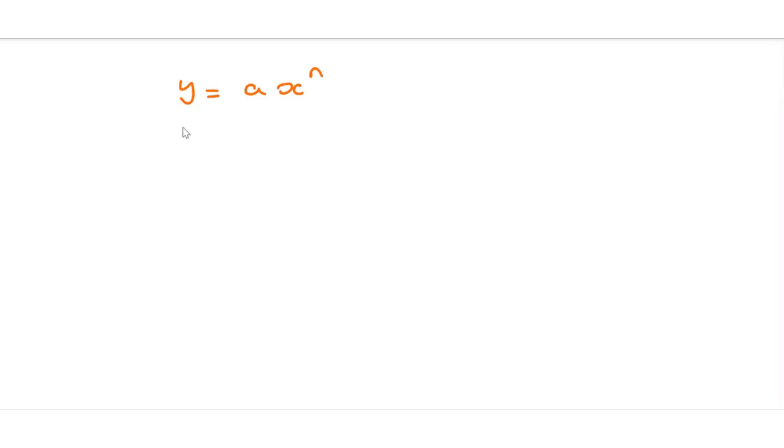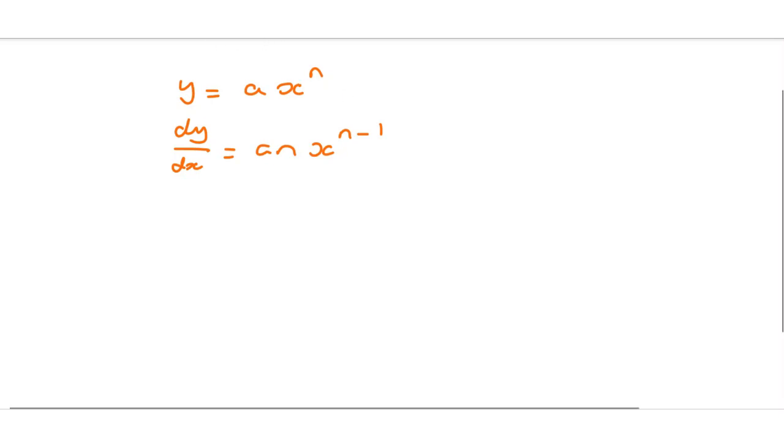And the rule is that if y is equal to a x to the n, then dy/dx is equal to a n x to the n minus 1. So we multiply by n, and then we drop the power by 1. Like I said, this is true for fractions. This is true for integers. Yeah, and those are the only cases you're going to get. We're just going to jump right into some examples.